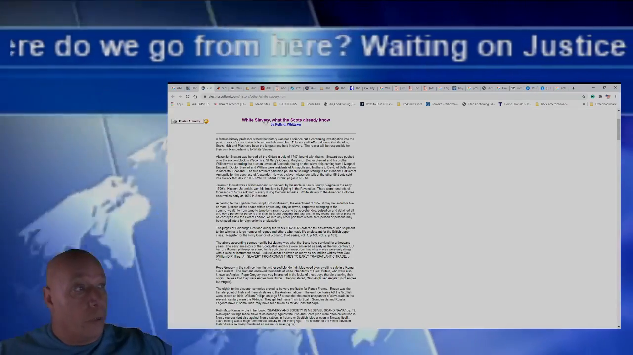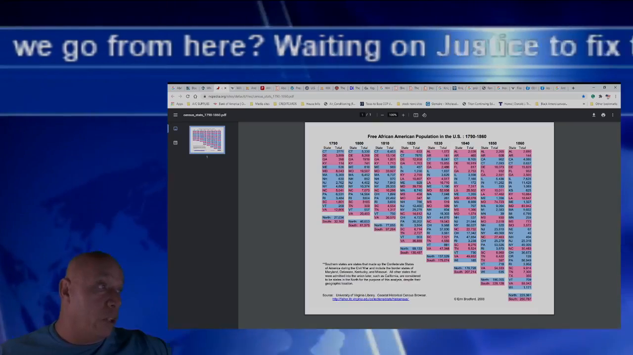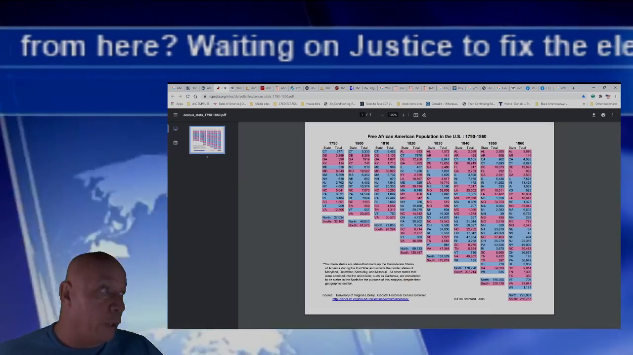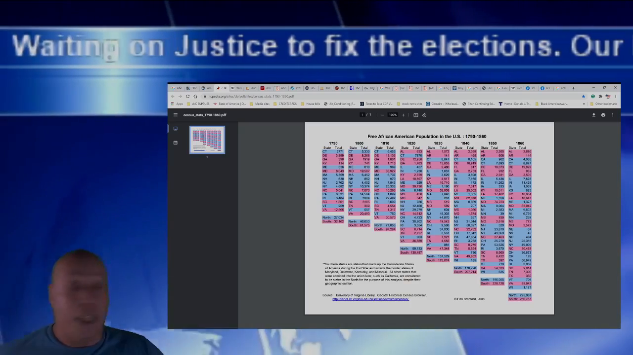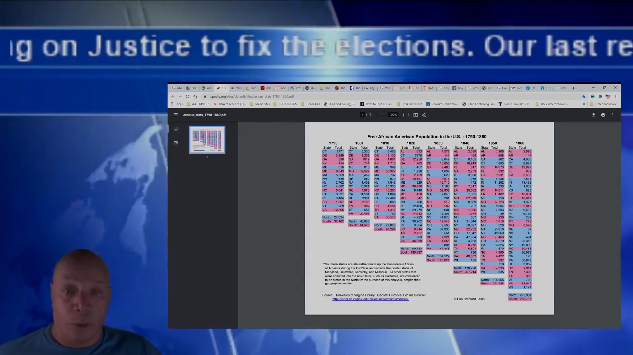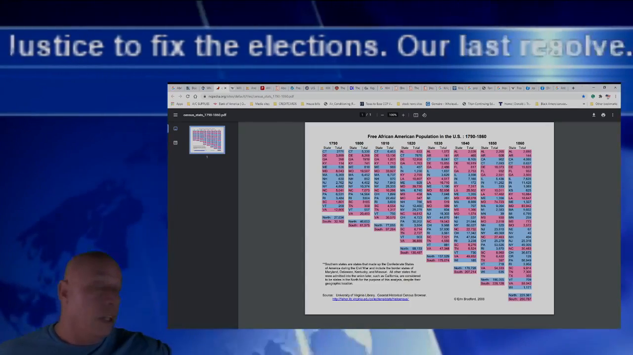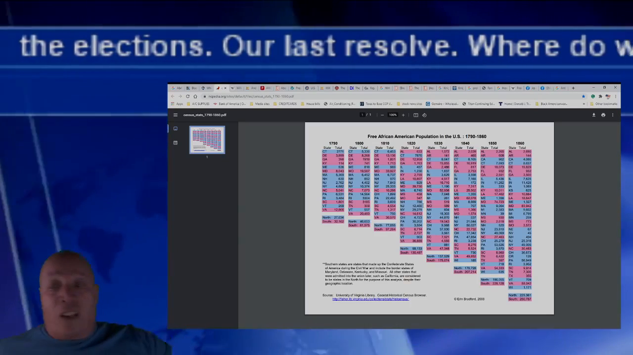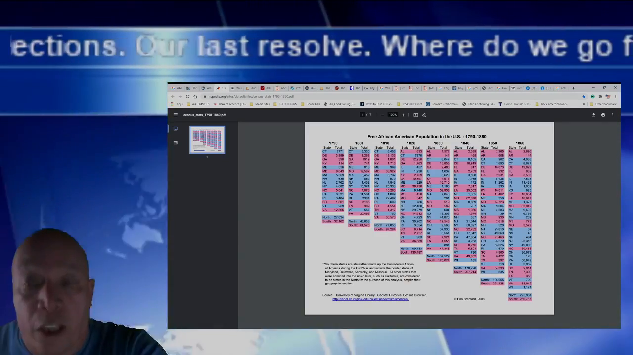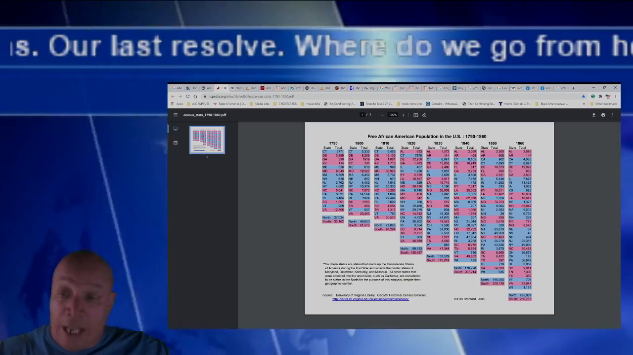So let's continue on here. I'll include this graph, which shows free African American populations in the U.S. from 1790 to 1860, right before the Civil War. And as you can see, proportionately, the reason I have this here is because, as I said in other videos, the United States of America really had nothing whatsoever to do with black African slavery or any slavery.